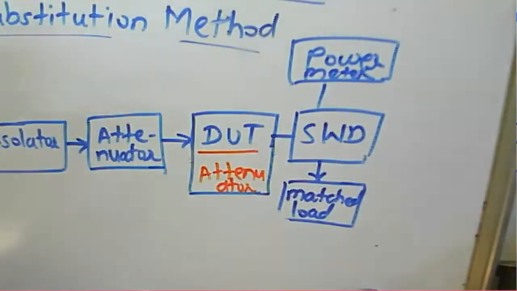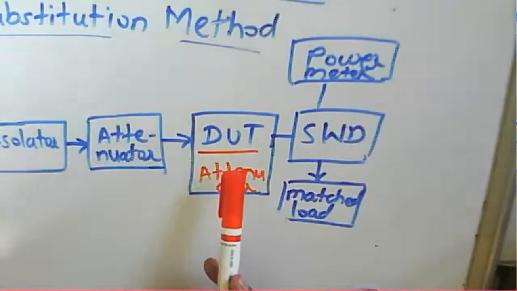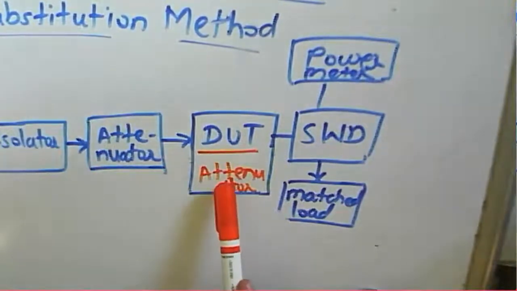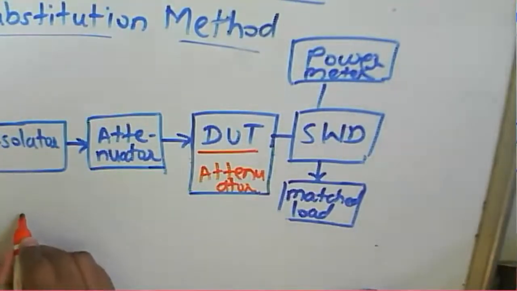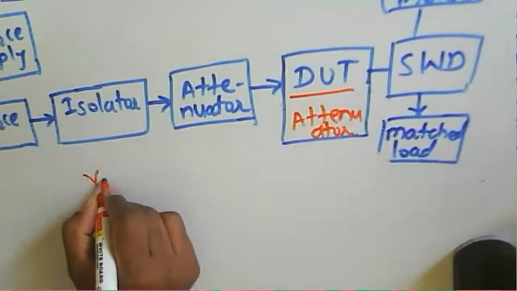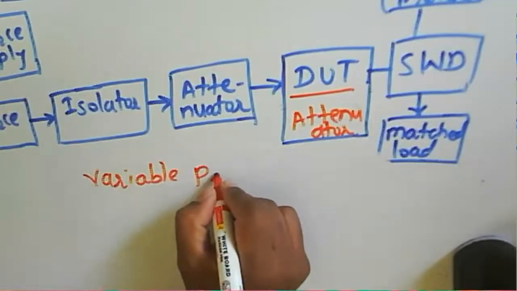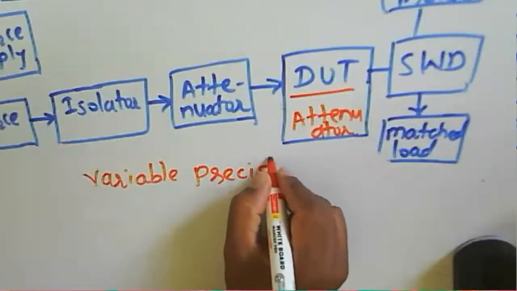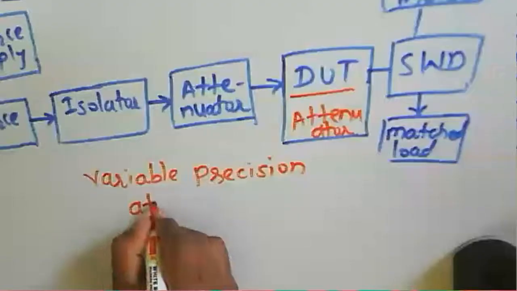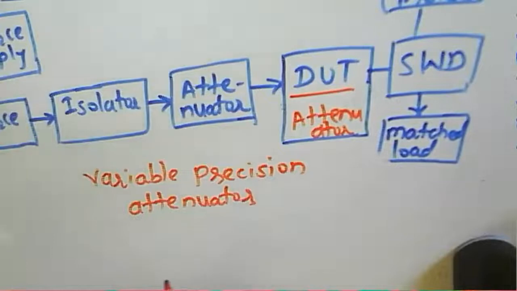Okay, this one is about a variable attenuator. So now in this case, we can say a precision attenuator. Okay, now in this case we are supposed to consider a variable precision attenuator. Okay, variable precision attenuator.